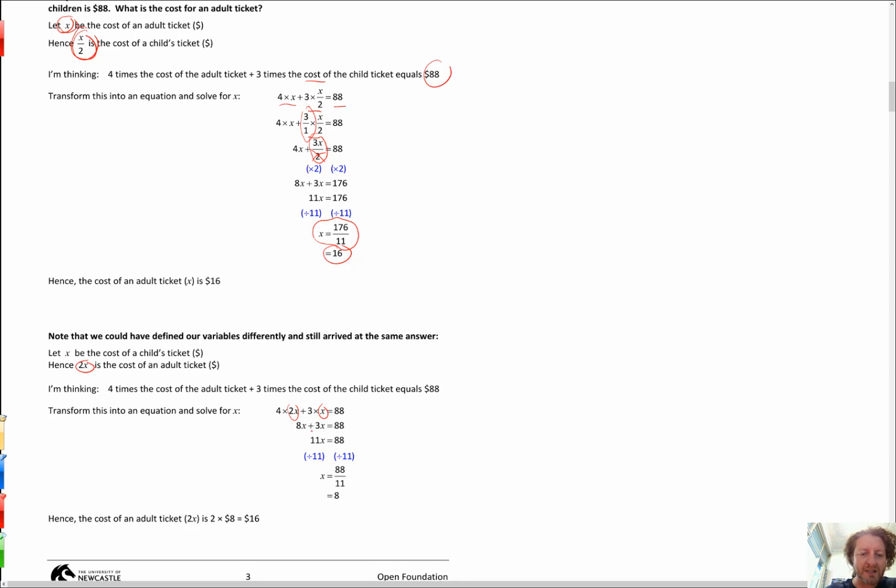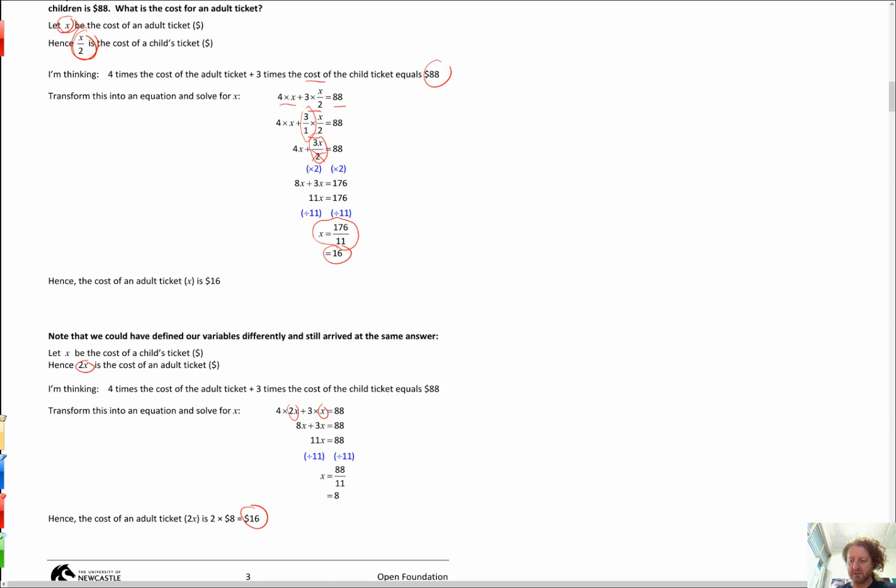4x plus 2x is 8x, 3 times x is 3x, that's giving me 11x equals 88. We divide by 11 to get rid of the times by 11. 88 on 11 is 8. So again, remember, it really asks what was the cost of an adult ticket. An adult ticket is 2 times x, which is $16.